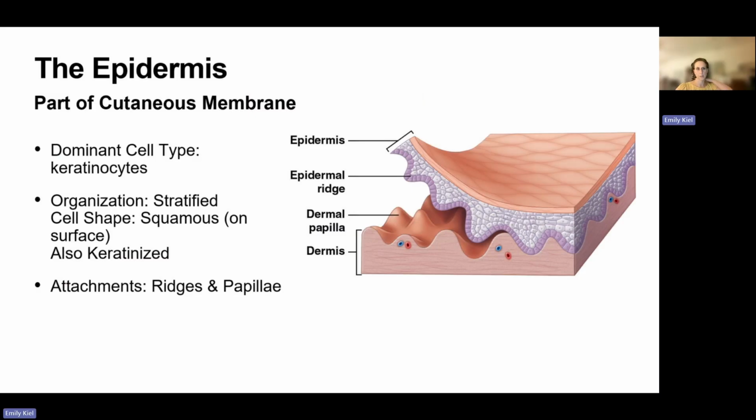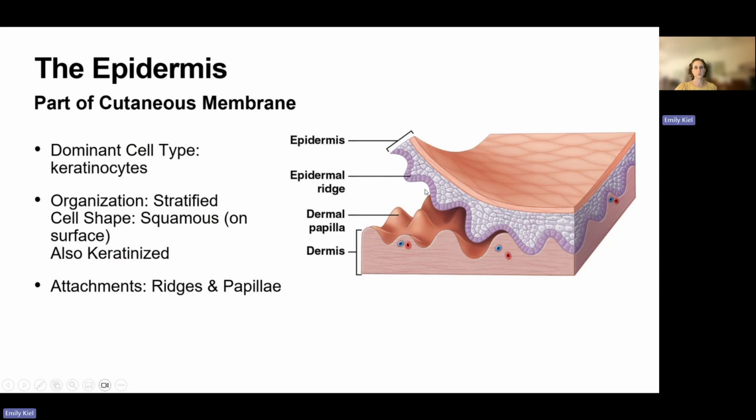So let's start at the epidermis. This is part of the cutaneous membrane. It's the most superficial part. And the dominant cell type is keratinocytes. This tissue is stratified, and it's squamous tissue on the surface, and it's keratinized, so it's waterproof. We don't want to be absorbing a bunch of water when we're in the shower.